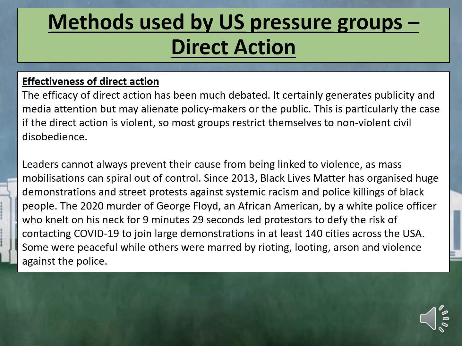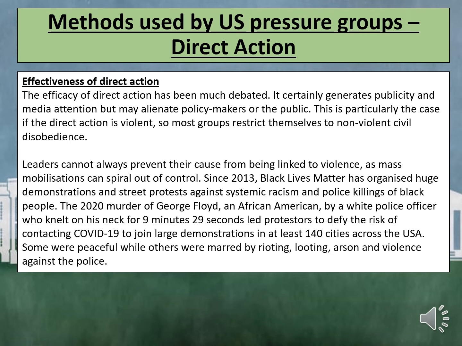The effectiveness of direct action has been much debated. It certainly generates publicity and media attention, but may alienate policymakers or the public. This is particularly the case if direct action is violent, so most groups restrict themselves to non-violent civil disobedience. Leaders cannot always prevent their calls from being linked to violence, as mass mobilizations can spiral out of control.